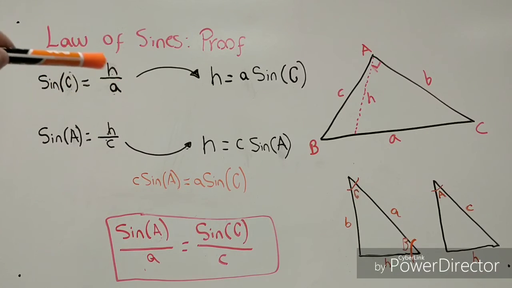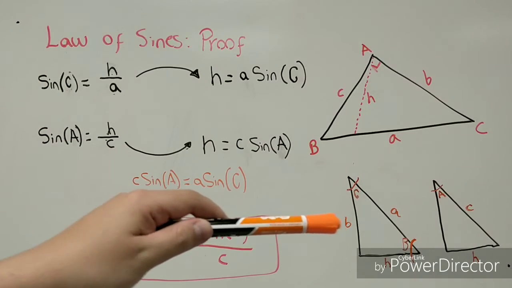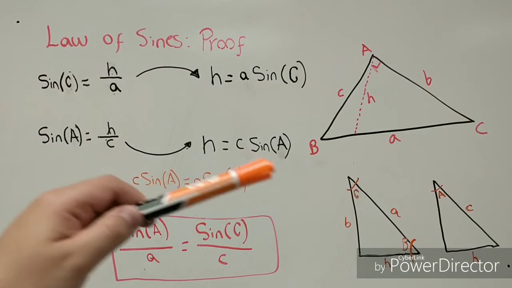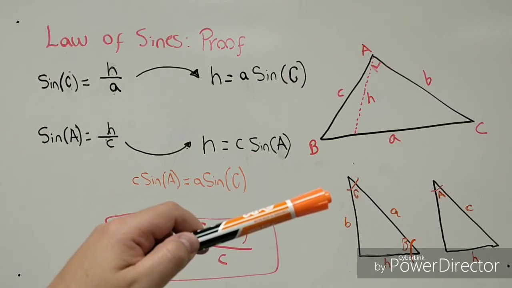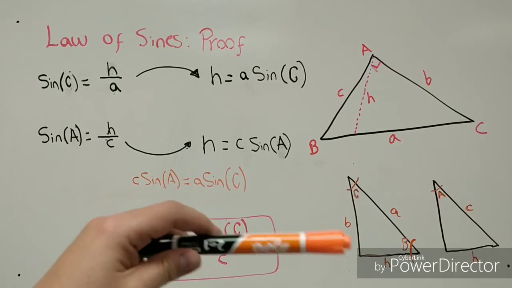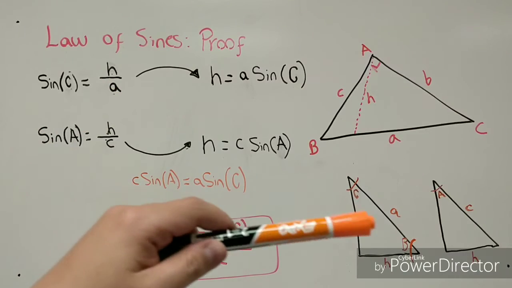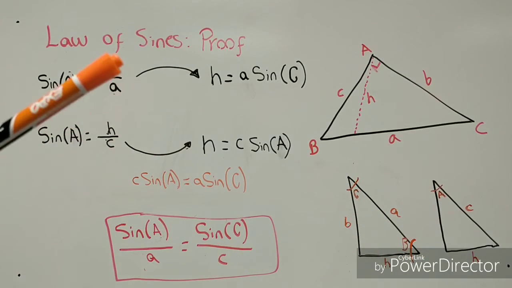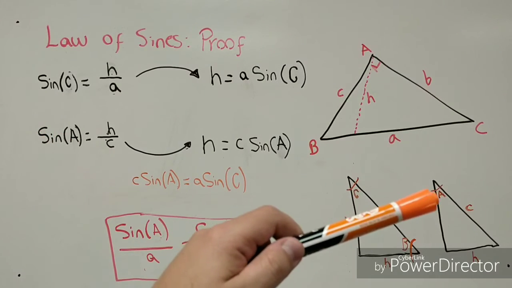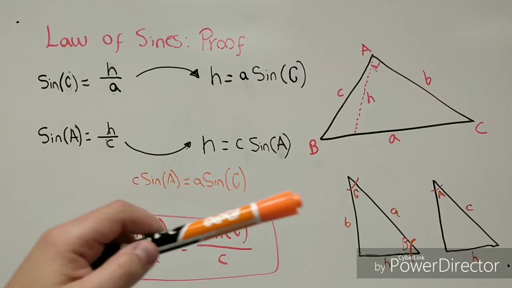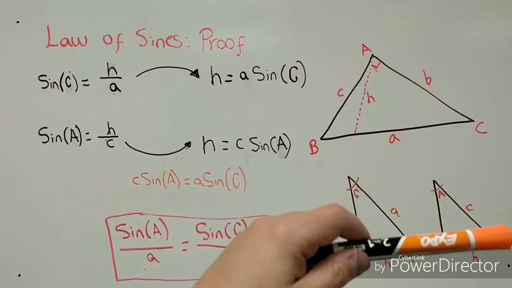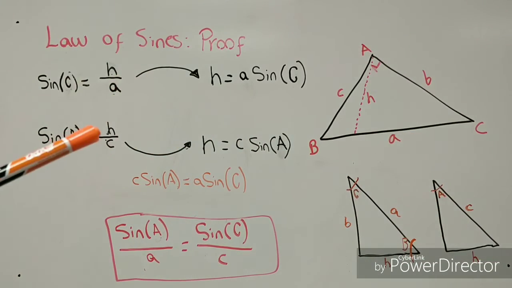So the first equation is here with the first triangle. So the sine of the angle C is gonna be equal to the opposite side, which is h, divided into the hypotenuse, which in this case is a. And the same thing here. So the sine of the angle A is going to be equal to the opposite, which is going to be the same, h, divided into the hypotenuse of the other triangle, which is c.